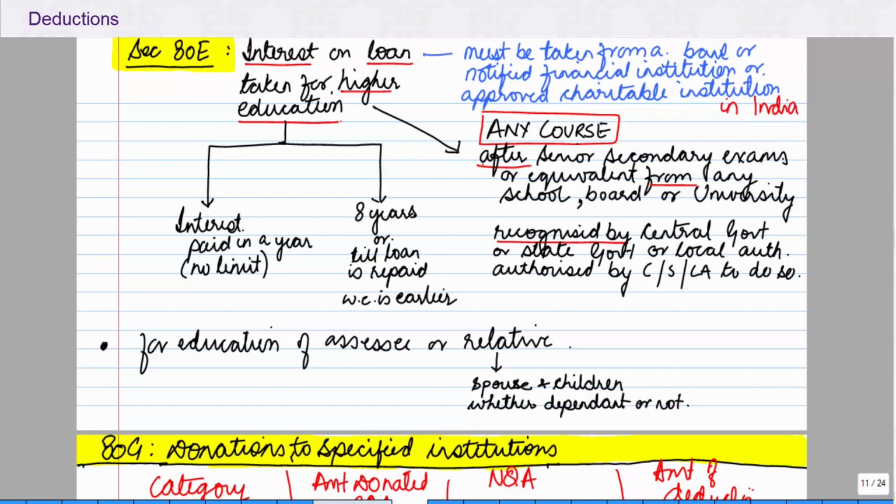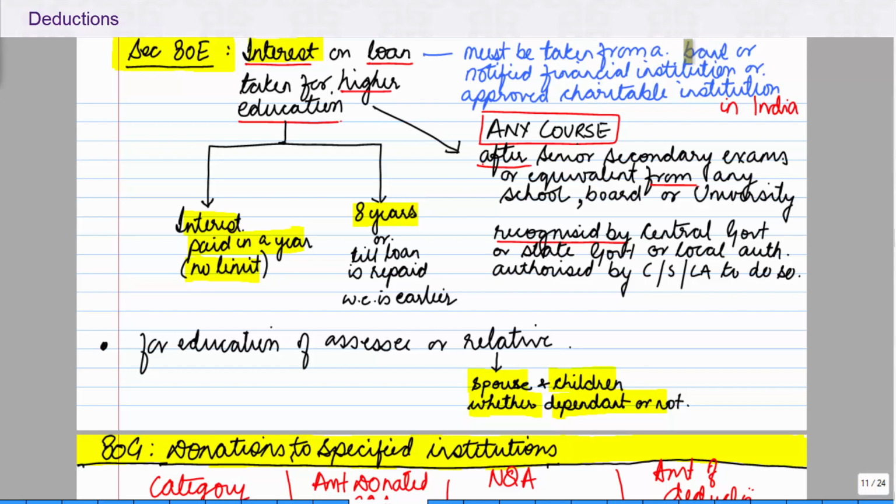So if a person takes a loan for his own education, the education of a spouse or any children, whether dependent or not, whatever is the interest that is paid, remember all deductions are allowed on paid basis, it will be allowed as a deduction. There is no limit for the interest. However, the deduction is for a maximum of 8 years. So if the education loan is for 3 years, you get a deduction for 3 years. But if the education loan is for 10 years, you get a deduction only for 8.